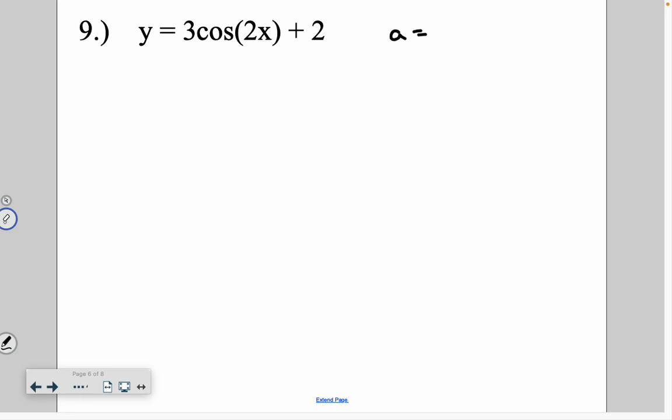3. Yep, it's the number in front of the cosine. So we have amplitude of 3. Okay? B value. What's my B value? 2. That's the number in front of the x.